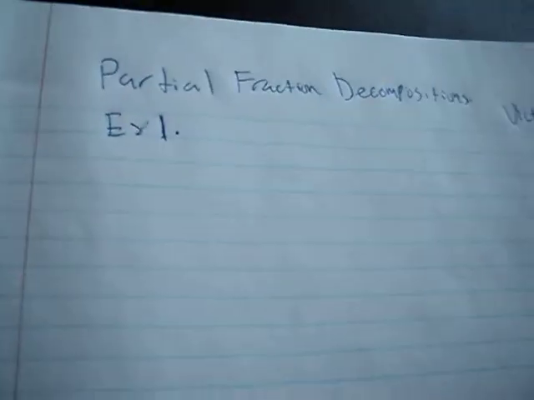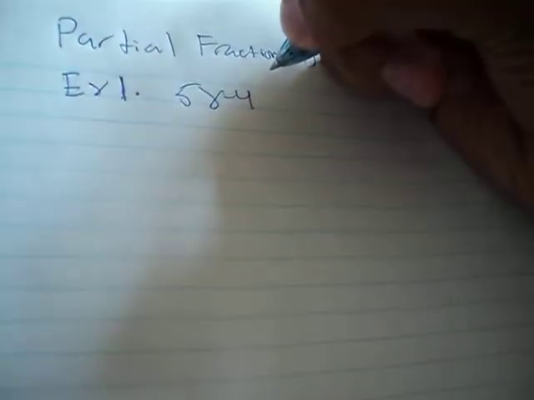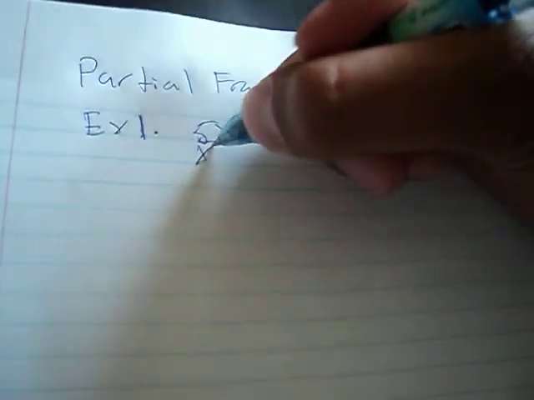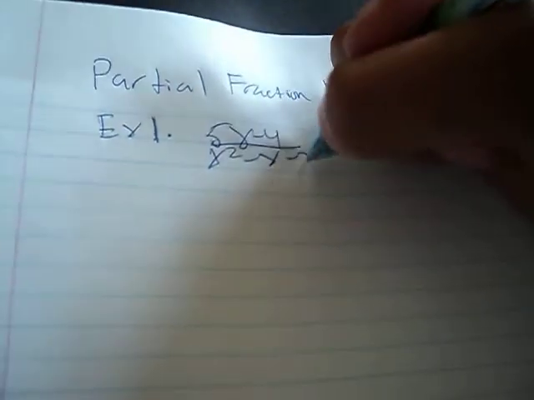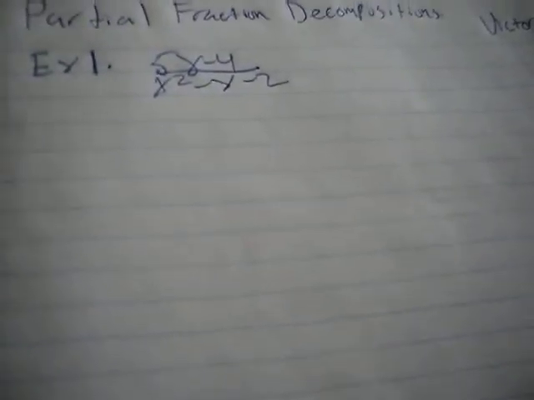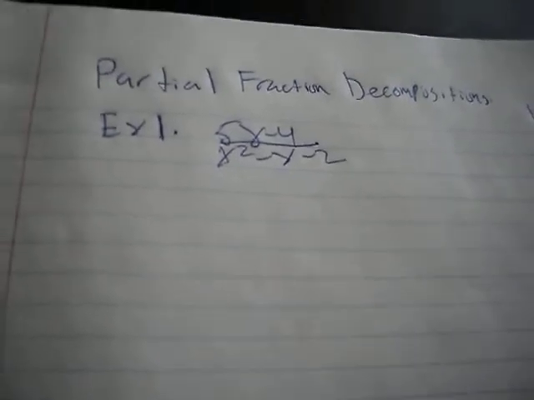Say example number 1. Well, we'll just make that into a 1 now. So example number 1, let's see if they give us, I don't know, 5x minus 4 over x squared minus x minus 2. Now you might be thinking, okay, well, this isn't so bad, or maybe, hey, what do I do?